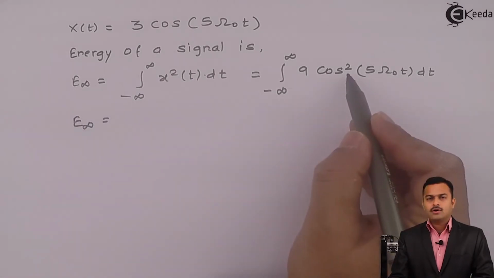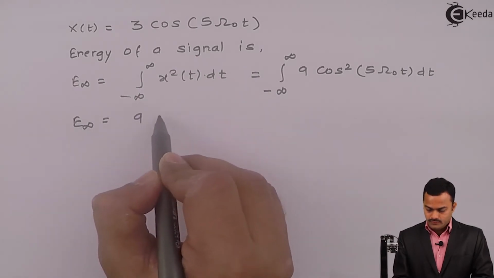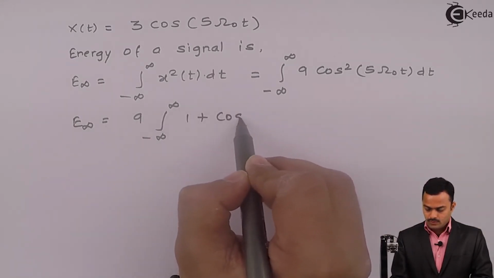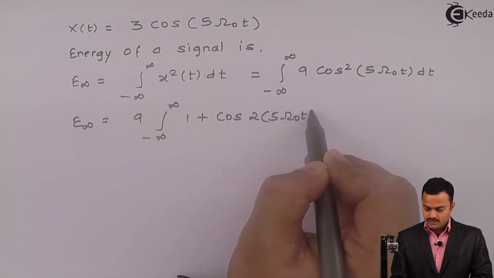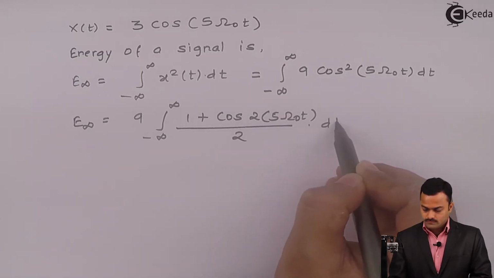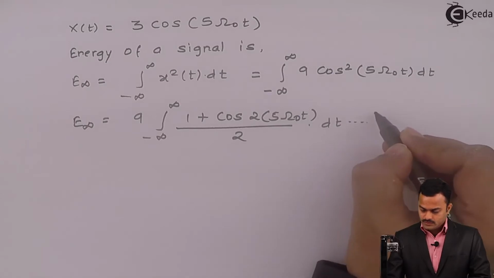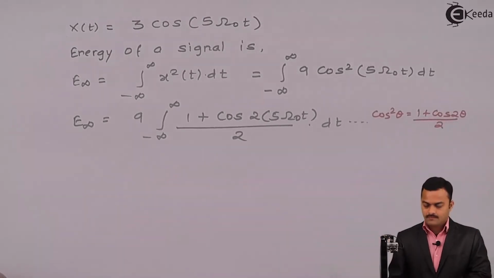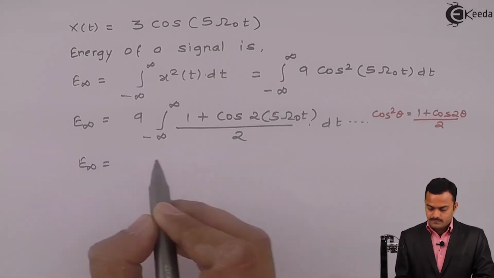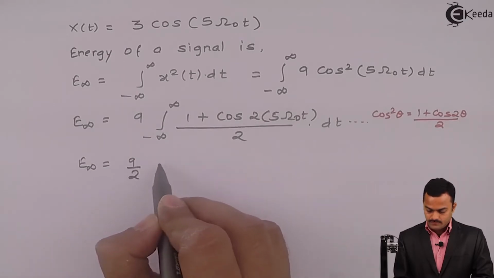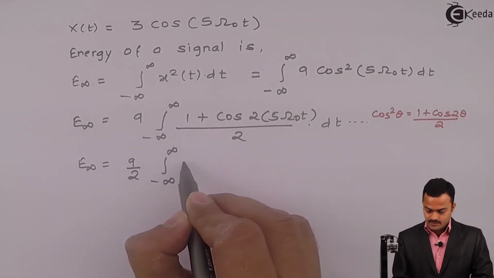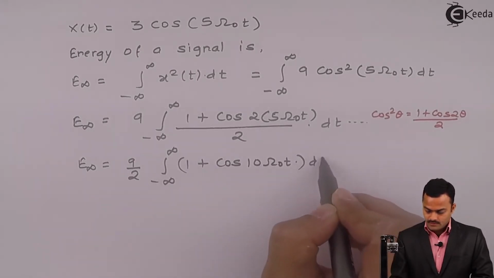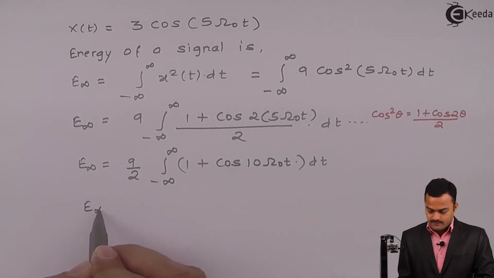As we know, we cannot deal with a cos square directly. So we will use the formula cos square theta, which is 1 plus cos 2 theta upon 2. I'll write over here the formula used: cos square theta is 1 plus cos 2 theta upon 2. So one more constant is developed, that is 1 by 2 taken out. So 9 by 2 integral from minus infinity to infinity of 1 plus cos 10 omega 0 t dt.